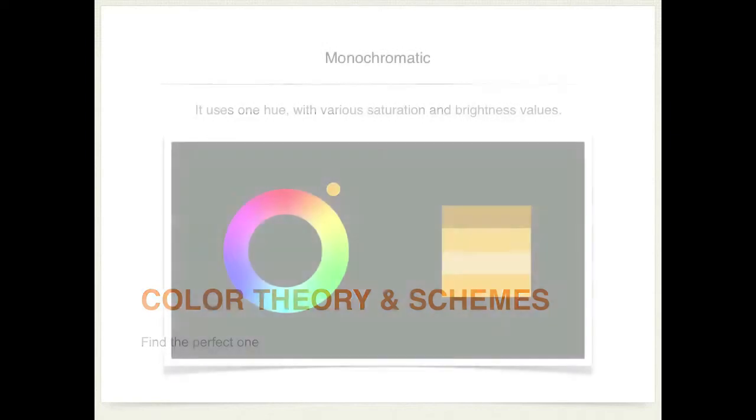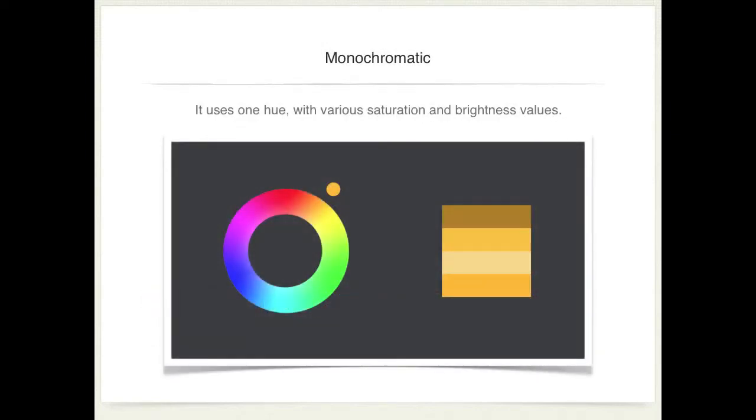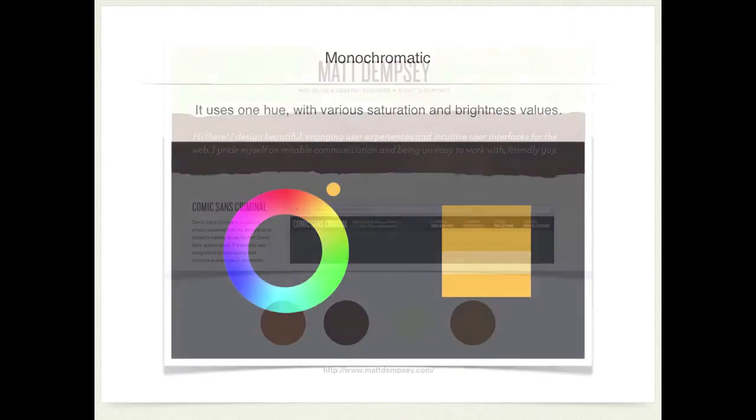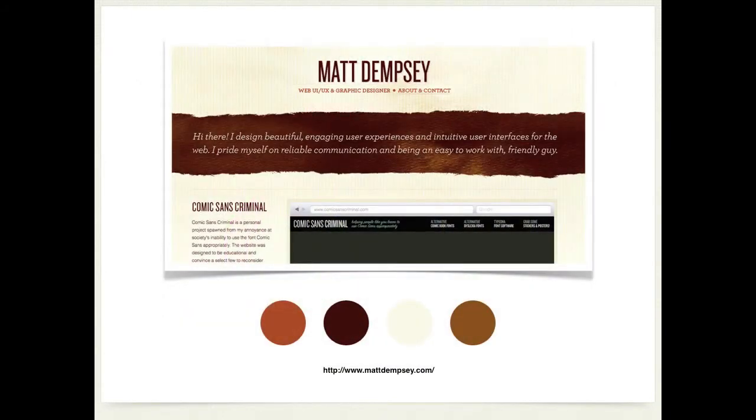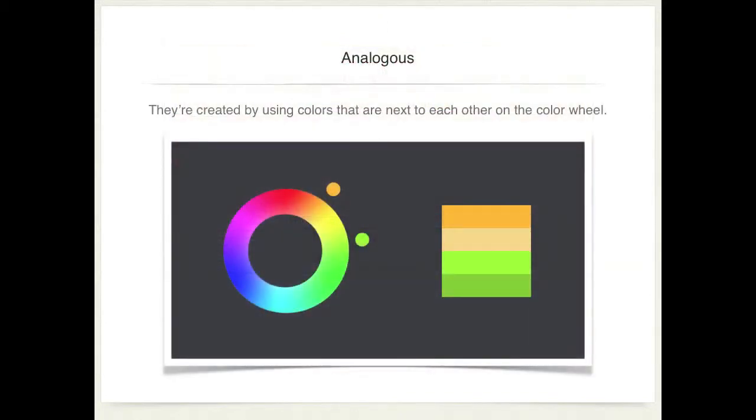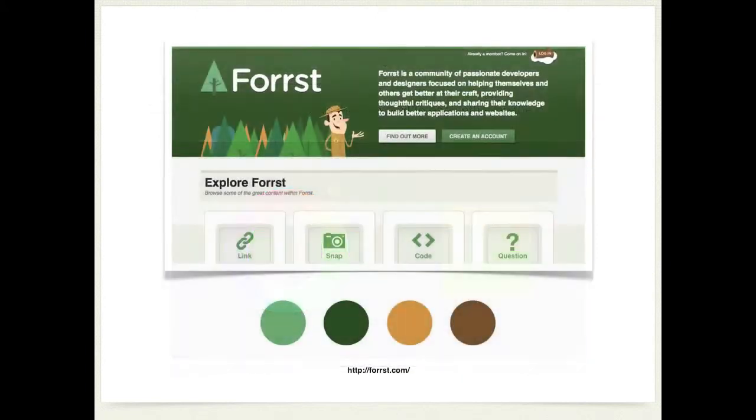Let's start with monochromatic. This one will use one hue with various saturation and brightness values. Here's an example. The next one is called the analog. Now, the analog color scheme is created by using colors that are next to each other on the color wheel, like in this image. And here's an example of forest.